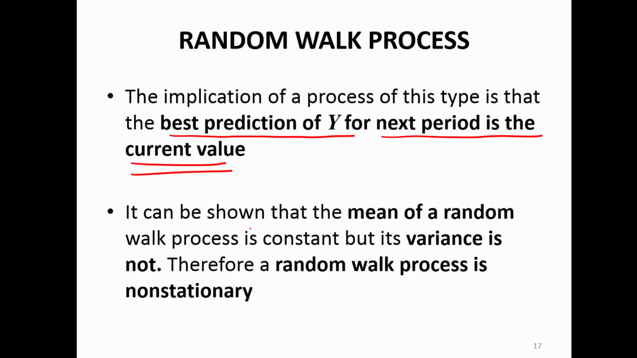Okay, it can be shown that the mean of a random walk process is constant, but the variance is not. So mean of the random walk in many situations can be constant, but variance is never the case, and that's why random walk is a typical case of a non-stationary series. But many non-stationary series can be made stationary, and you can do forecasting for future, except in the random walk process. That's where the difficulty is.